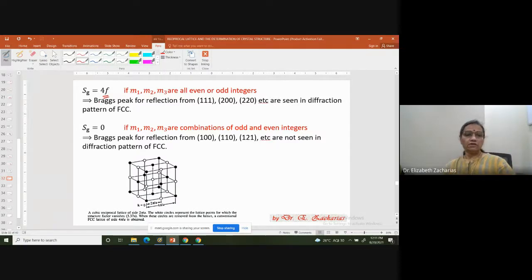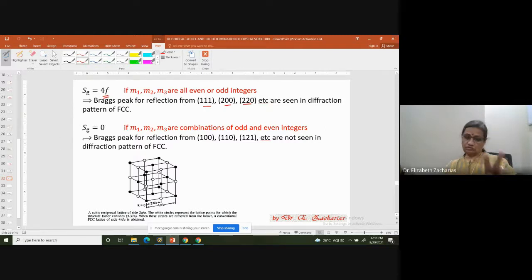What does this mean? This means that you will see reflections like 111, 200, 220. But of course, when I'm writing 200, I am missing out on 020, 002. They're all equivalent. That's why I'm not writing that. Okay. So these reflections will be seen because all of them are either even or all of them are odd. So what are the reflections that will not be there? Whenever there is a mix of m1, m2, m3 being a combination of odd and even, that minus 1 to the power of odd will be minus 1. Therefore, the sum will simply become 0.